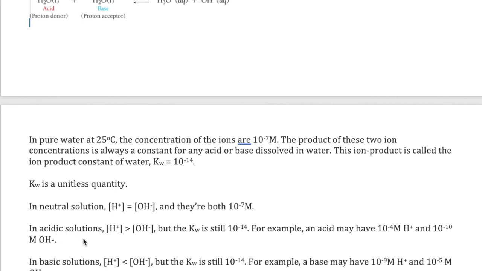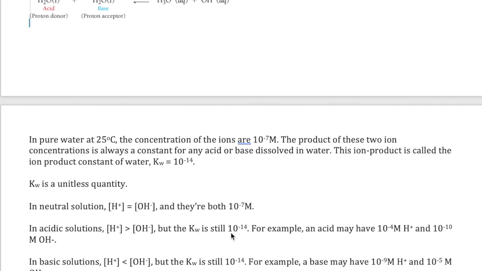Now in an acidic solution, remember acids are proton donors, so that means you're going to have something that will produce protons beyond what water would do. So if the new species you put in adds a lot more protons, then your proton concentration will end up being higher than your hydroxide ion concentration. If that's the case, then this is an acidic solution. Now, even though the H plus and the OH minus concentrations are not the same, as long as that solution is still in water, the Kw, the ion product constant of water, is still going to be 10 to the minus 14.